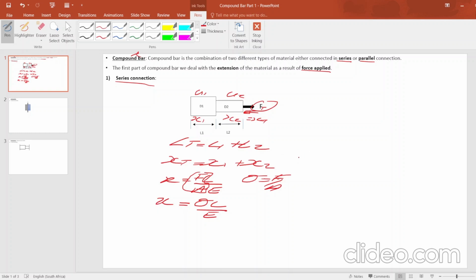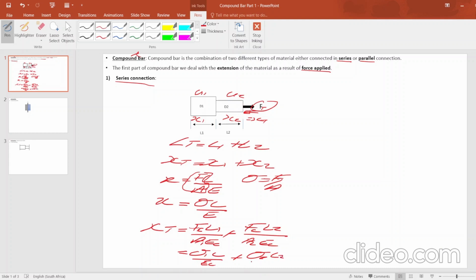Let's write all the formulas. Let's write this formula in length. It is xt equals F1 L1 over area 1 E, plus F common, L2 over area 2 E. Here F is common because it is Ft over area, and E is common as well if it is the same type of material. Or you can have stress 1 L1 over E plus stress 2 L2 over E. It will depend on what you are given.